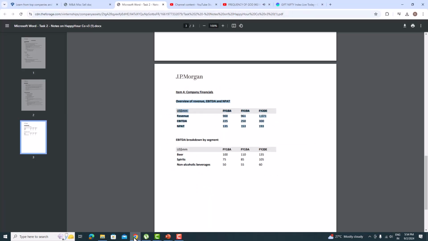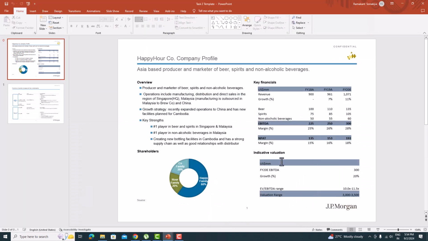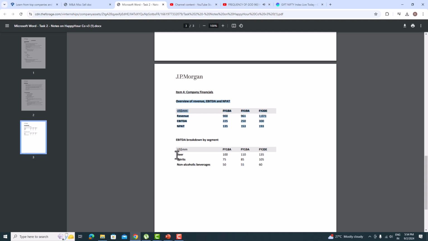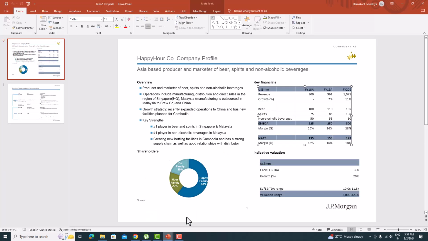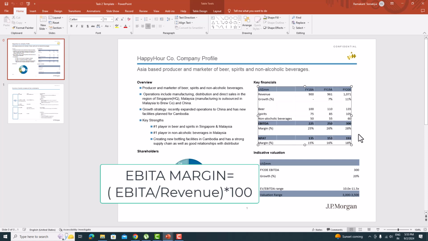EBITDA is also given, which is basically earnings before interest, taxes, depreciation, and amortization. They have also given segment-wise EBITDA for a financial year. You need to calculate EBITDA margin, which is EBITDA divided by total revenue and multiplied by 100.